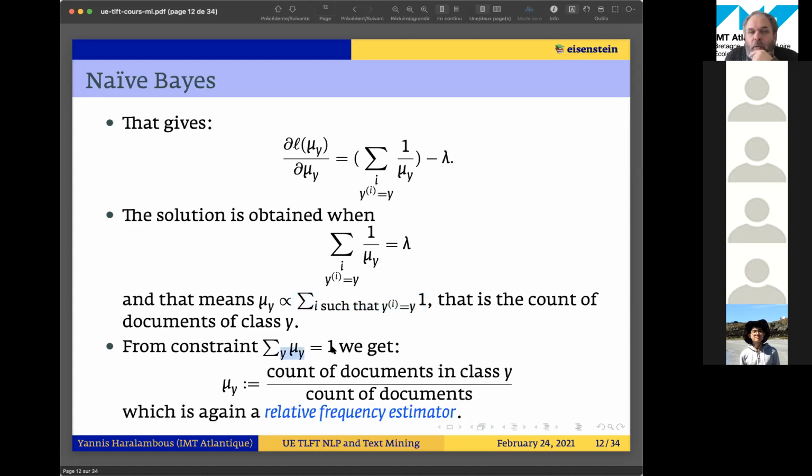And as I know that the sum of all mu is equal to 1, I get not just proportionality, but exact identity. Mu y is the number of documents in class y divided by the global number of documents. And it's again a relative frequency estimator, this time frequency of documents for a given class.